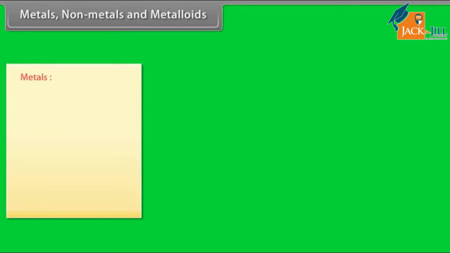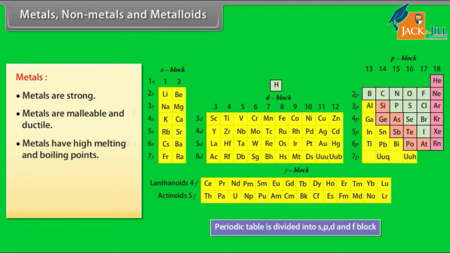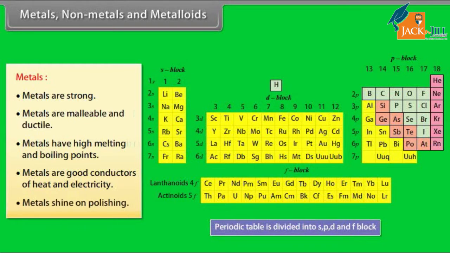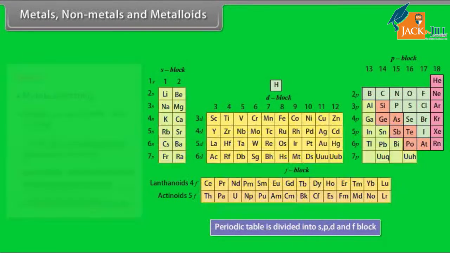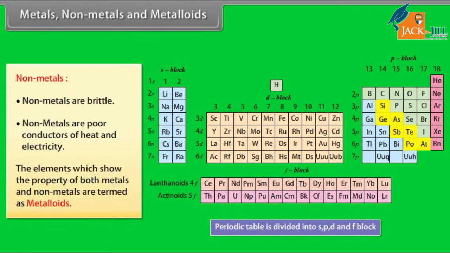Metals, nonmetals, and metalloids. Metals. Metals are strong. Metals are malleable and ductile. Metals have high melting and boiling points. Metals are good conductors of heat and electricity. Metals shine on polishing. Non-metals. Non-metals are brittle. Non-metals are poor conductors of heat and electricity. The elements which show the properties of both metals and non-metals are termed as metalloids.